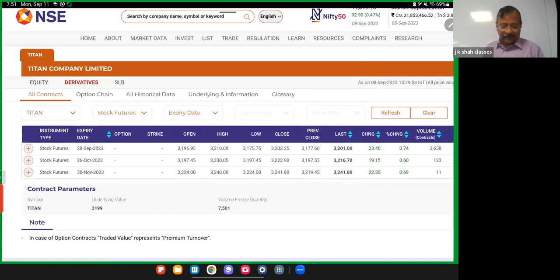Now, these are the stock future prices. Which means when the market will open, the spot price of Titan will keep changing every second. Remember, future price is equal to spot into 1 plus Rn. That means as the spot price keeps changing, the future price will also keep changing, right? Now, just imagine this. Let's presume that market opens today. Then the Titan September future will open at 3201.